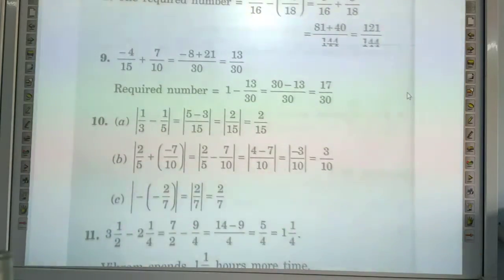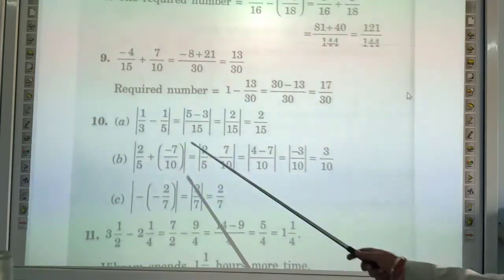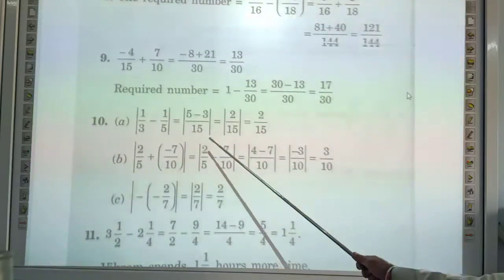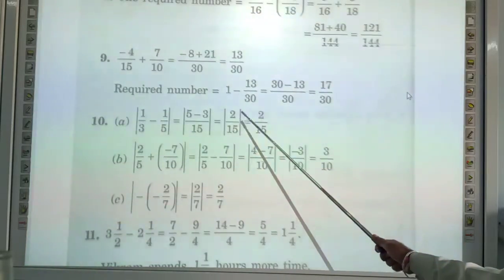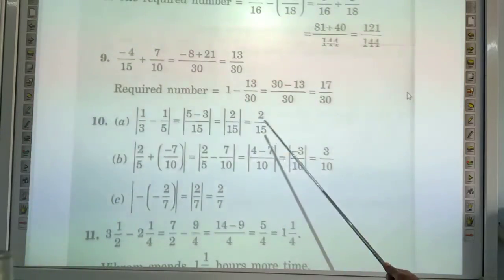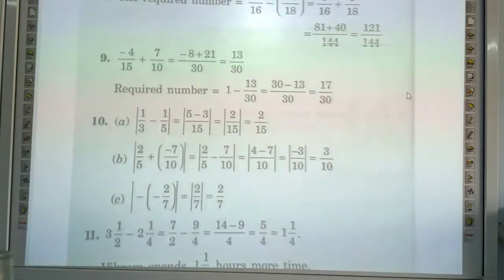Question 10 is for absolute value. First, we have to solve the rational number within the absolute value part, and then we have to take it out from the absolute value and write it with positive. 1 upon 3 minus 1 upon 5 is solved within the absolute value part. 5 minus 3 upon 15, which is 2 upon 15, and then it is taken out from the absolute value part. We have 2 upon 15.